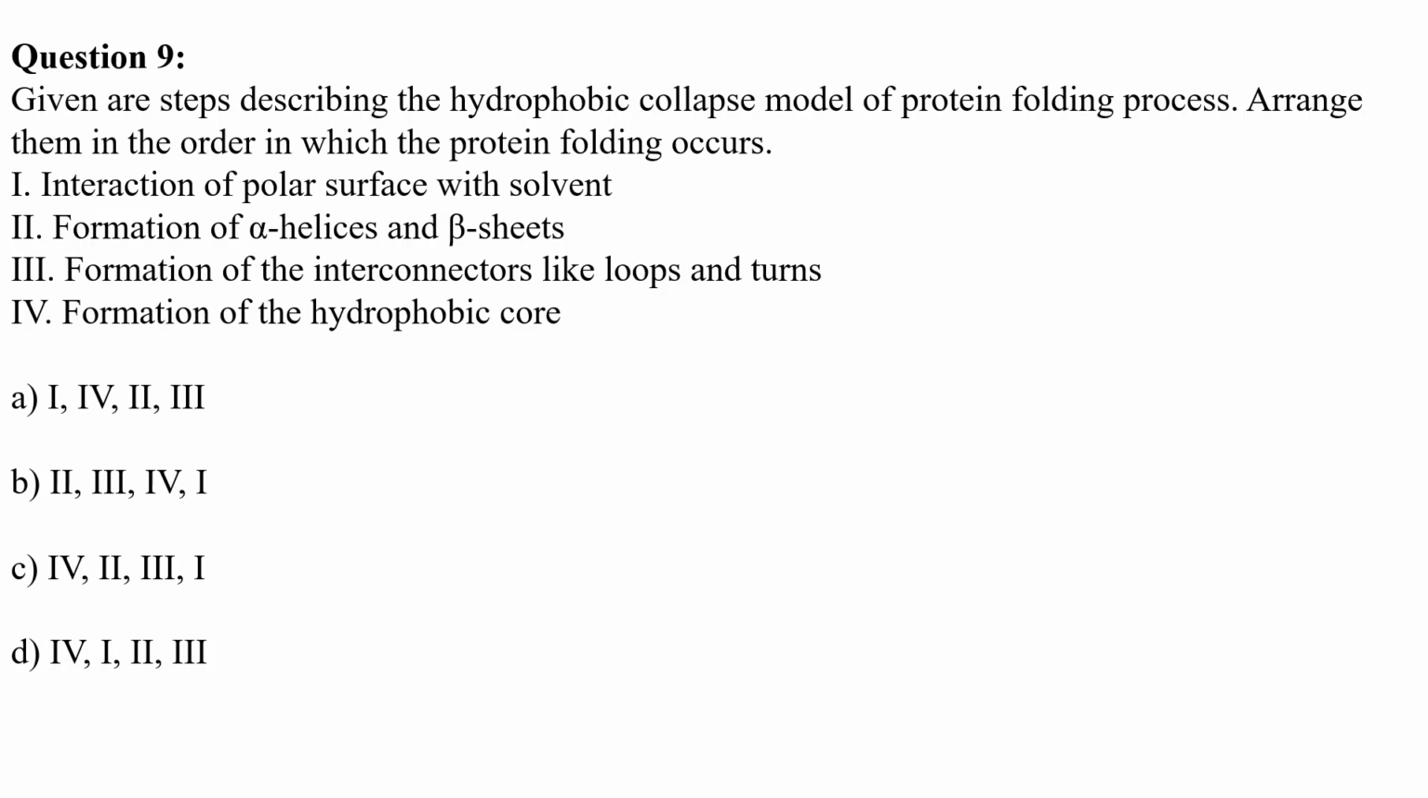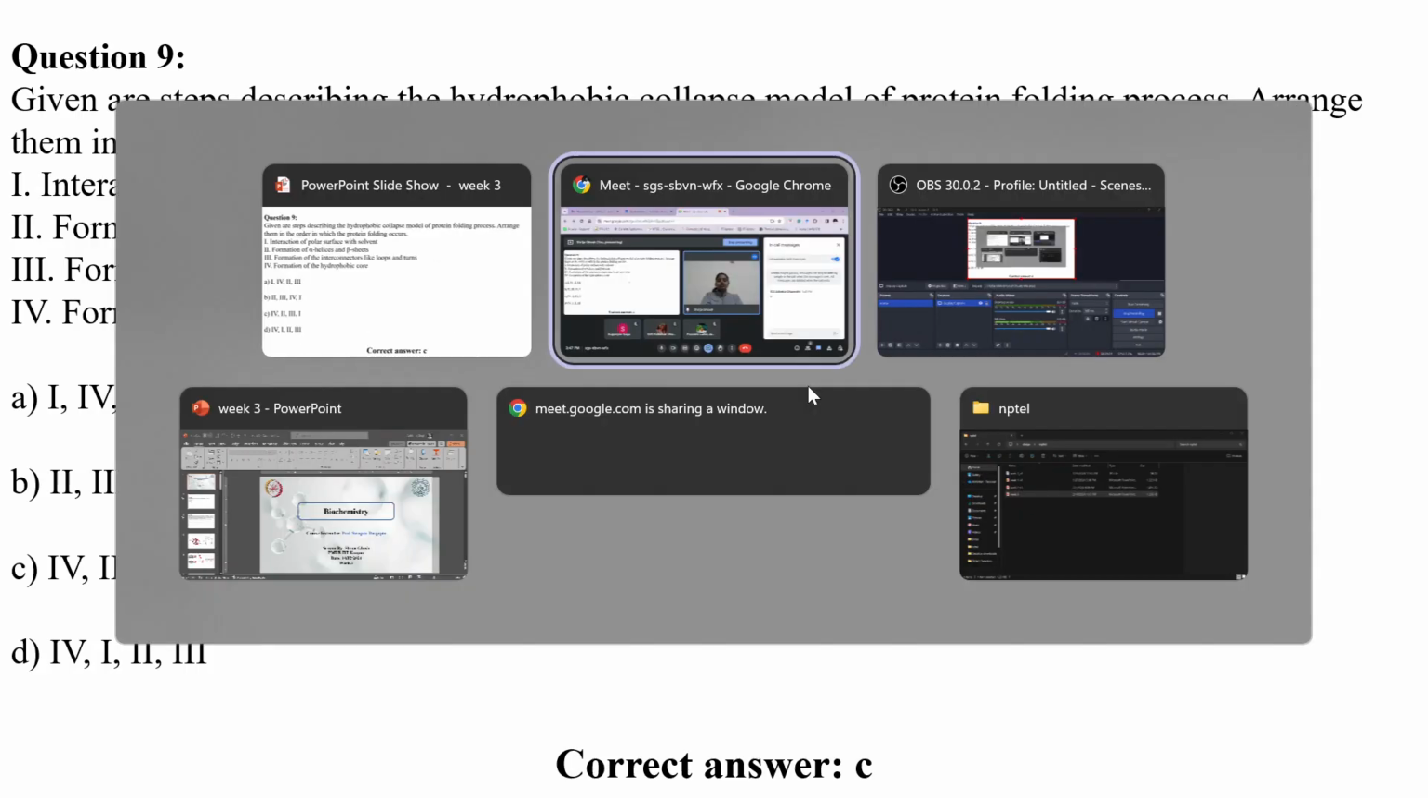So in the hydrophobic collapse model, basically the hydrophobic residues come together and collapse for the formation of the hydrophobic core, that is the core of the protein that is buried deep inside. Okay. And then the secondary structures will form, and then the interaction with the outer surface will happen. This is clear. So the correct answer is option number C.